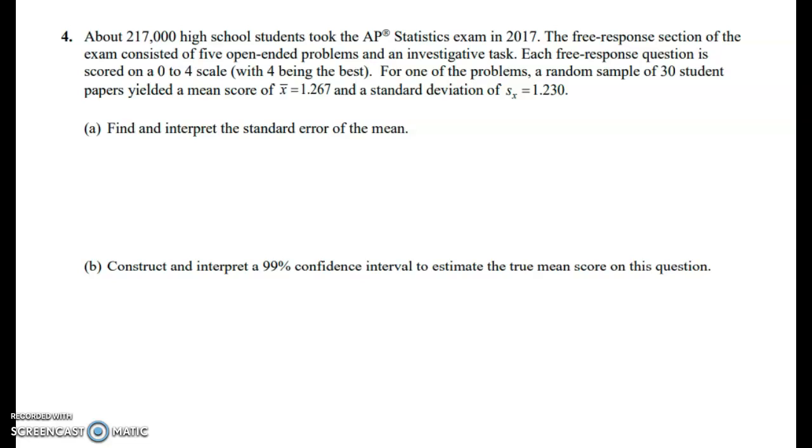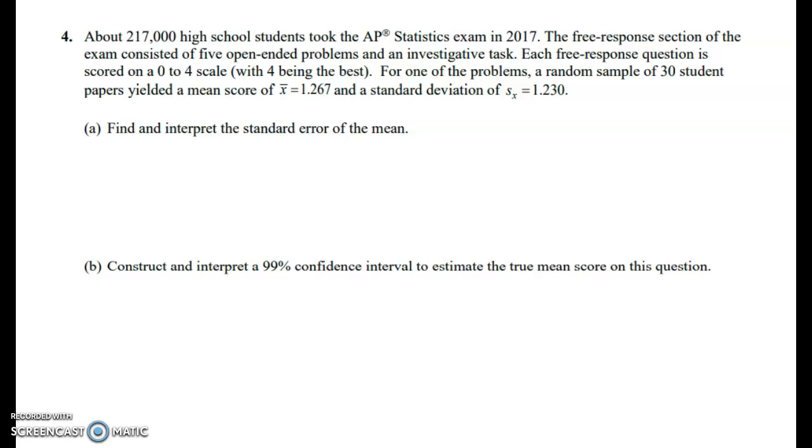Okay, so our last question is about 217,000 high school students who took the AP exam in 2017. The free response section of the exam consisted of 5 open-ended problems and an investigative task, still true today. Each of the free response questions is scored 0 to 4, still true. For one of the problems, a random sample of students.